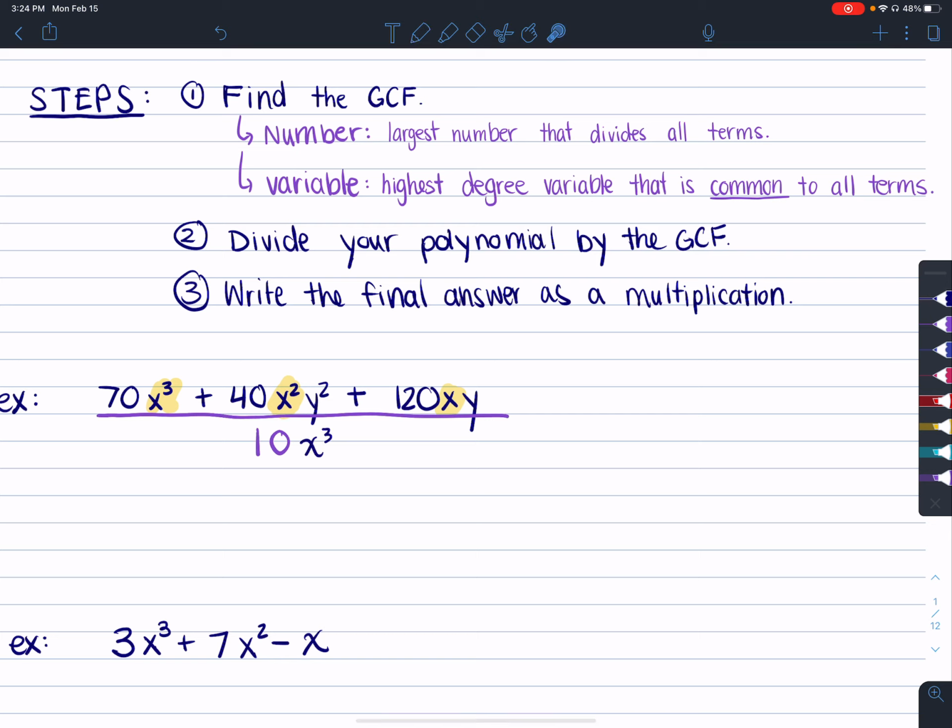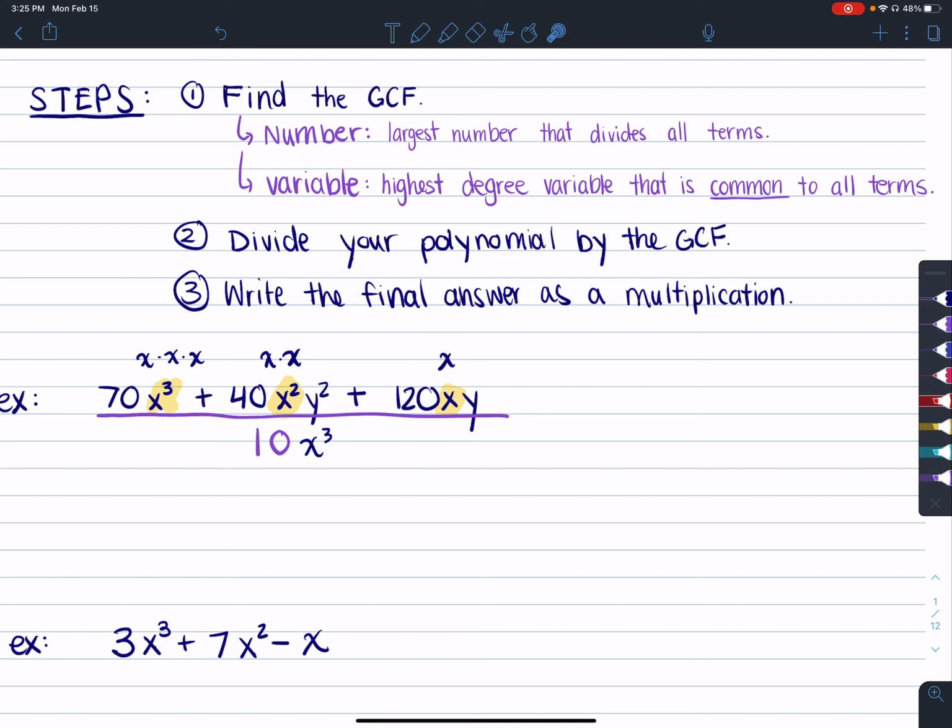So x to the 3 is definitely the highest degree x, but it's not the highest degree x that is common to all, because common means that they all have an x to the 3. They don't all have an x to the 3. So this is x times x times x. Here we have x squared, so x times x, and here we have just 1x.